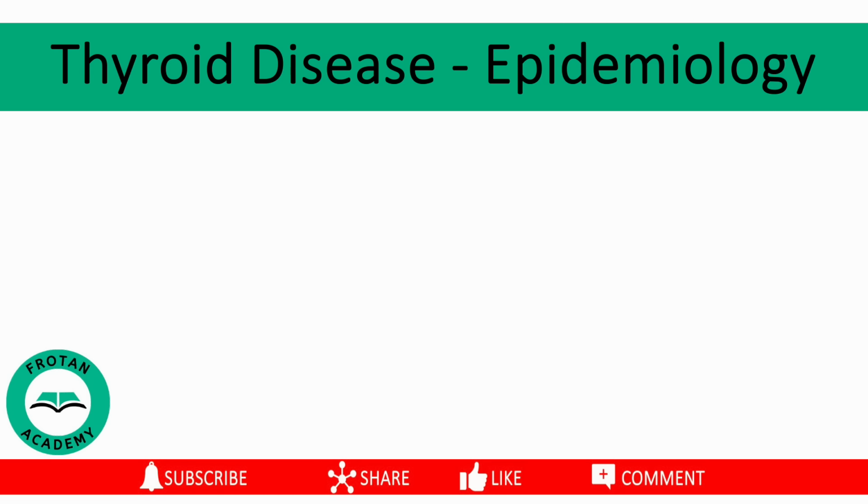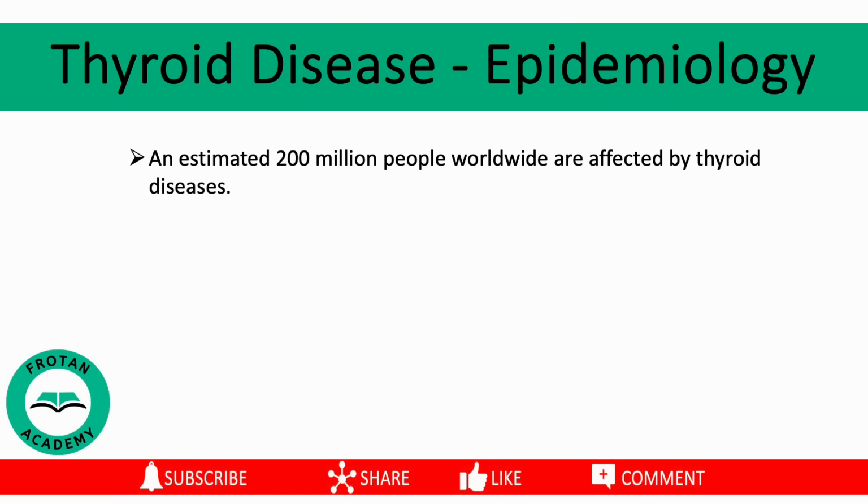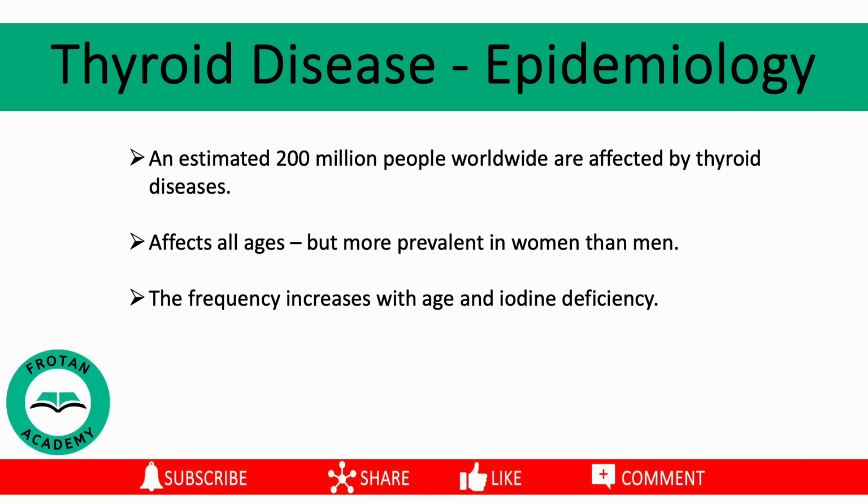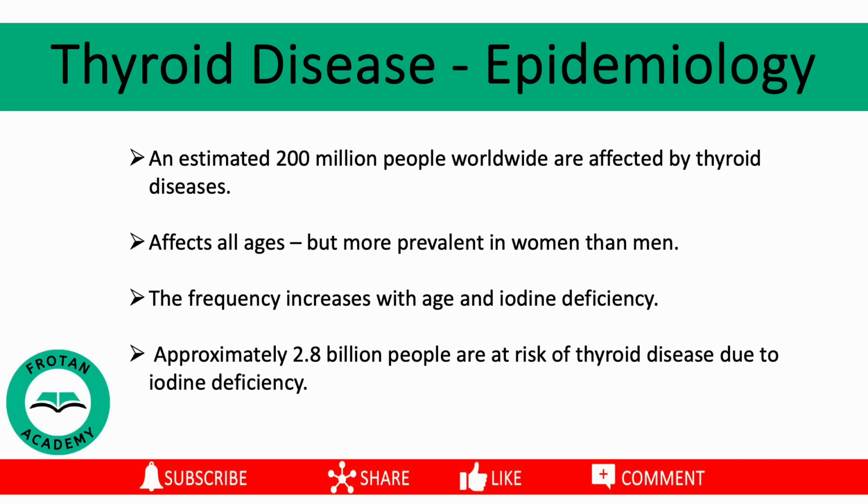Thyroid dysfunction is one of the leading endocrine disorders which affects an estimated 200 million people worldwide. It can affect people of all ages, from neonates to elderly, and can be caused by a wide range of underlying conditions. The prevalence is more common in women than men, and the frequency increases with age and iodine deficiency. As iodine is an integral component of the thyroid hormones, approximately 2.8 billion people are at risk of thyroid disease due to iodine deficiency.